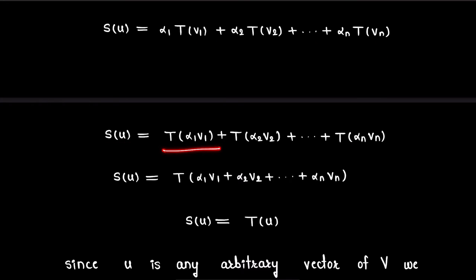In the next step, we can write S of U as T of alpha 1 V1 plus T of alpha 2 V2 plus and so on plus T of alpha n Vn. Again, in the next step, using the property of homomorphism, we can write this as S of U equals T of alpha 1 V1 plus alpha 2 V2 plus and so on plus alpha n Vn. So we get S of U equals T of U, since this is the representation for vector U.